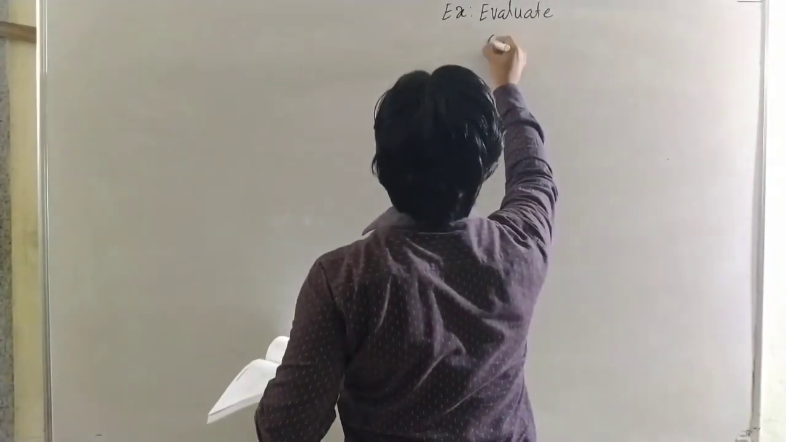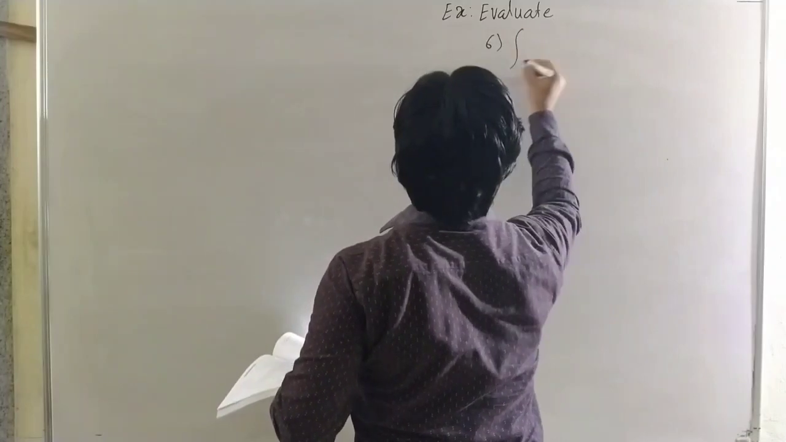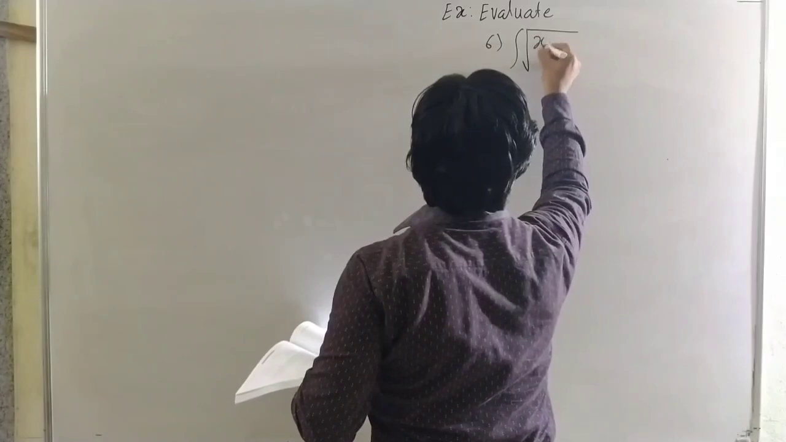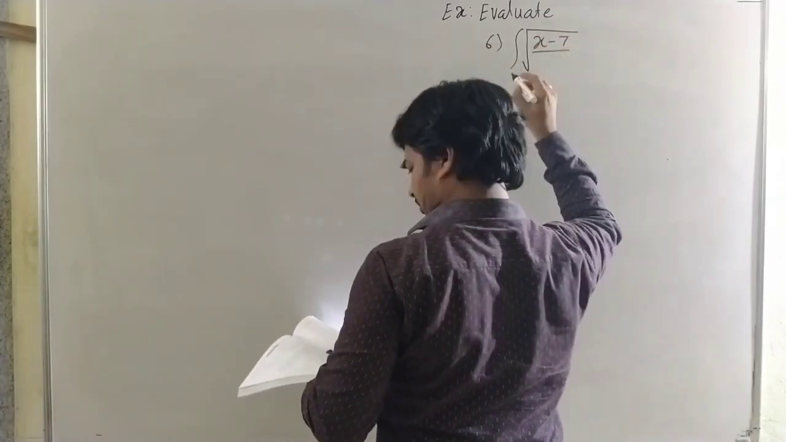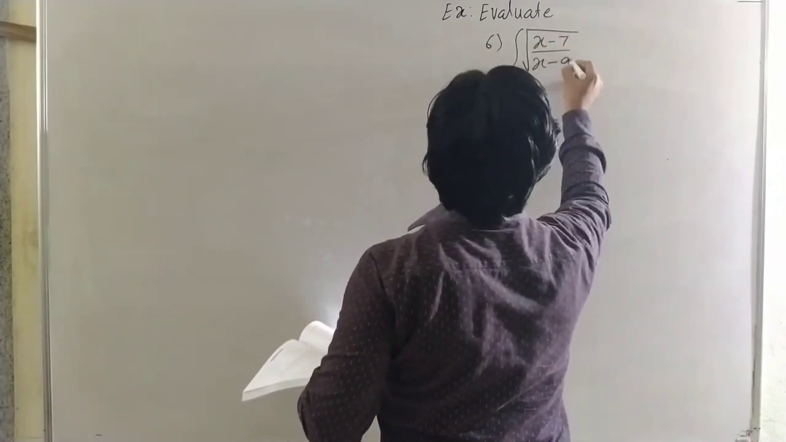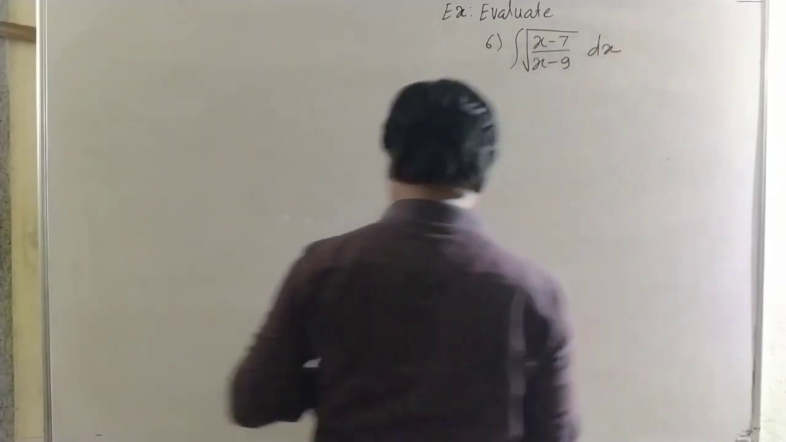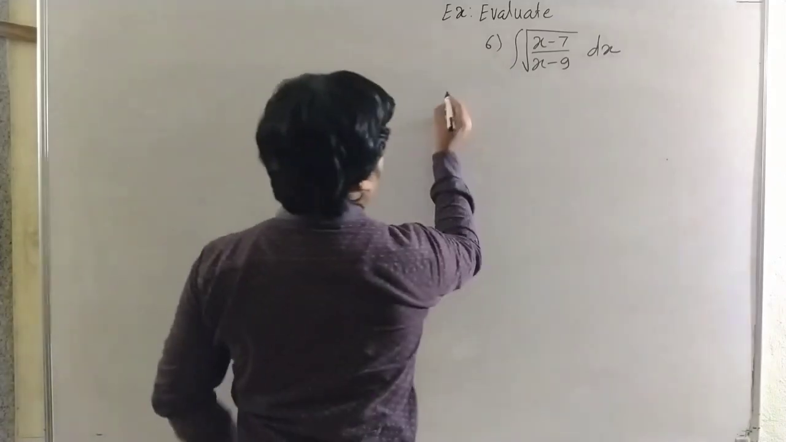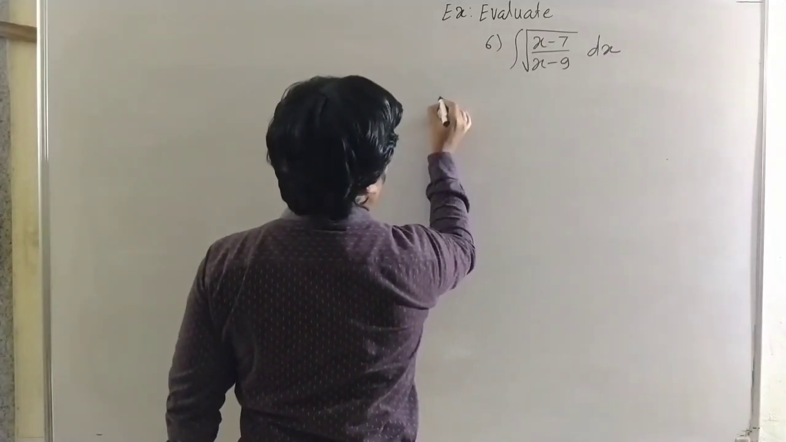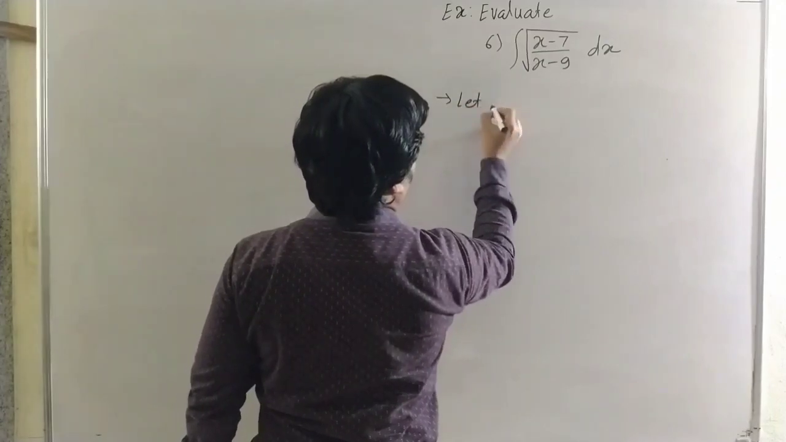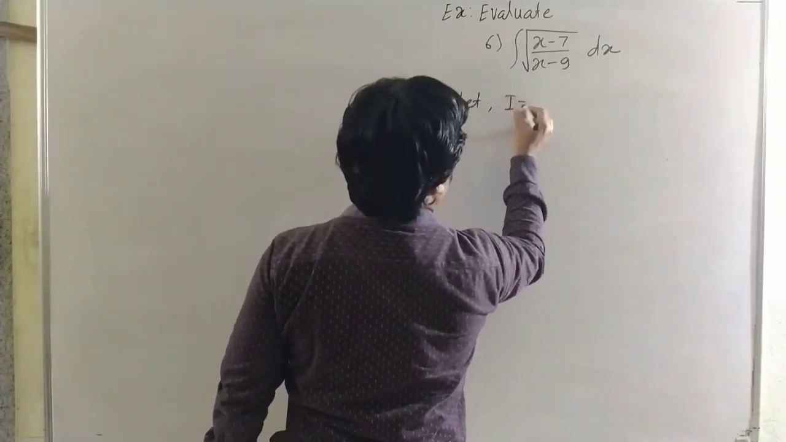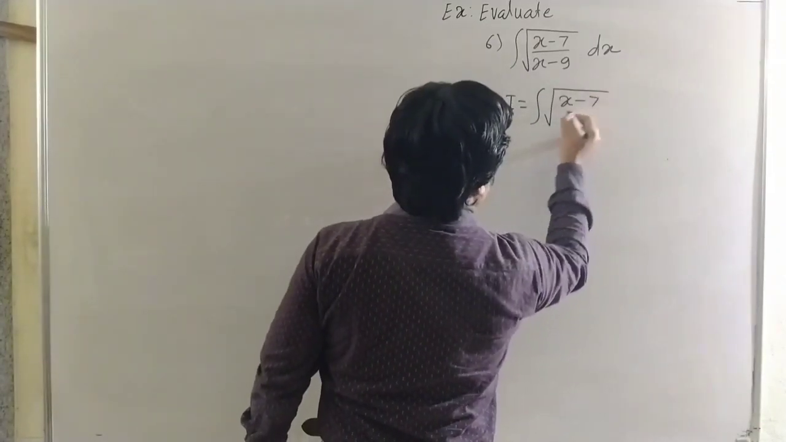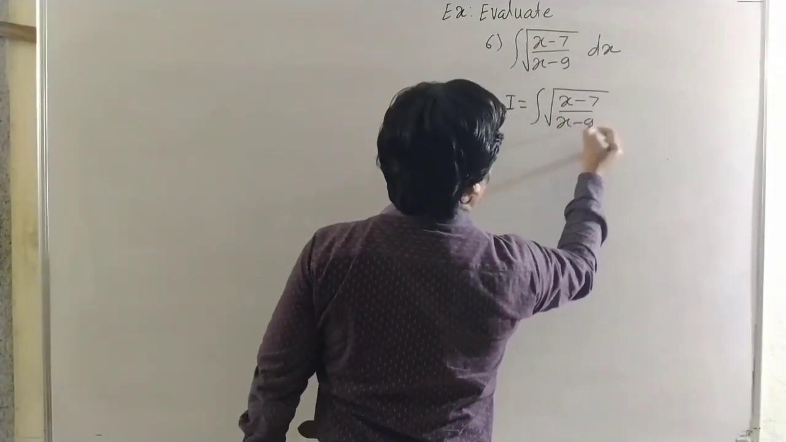Example number 6. Integral of under root x minus 7 upon x minus 9 dx. Now here see carefully, let I is equal to integral of under root x minus 7 upon x minus 9 dx.